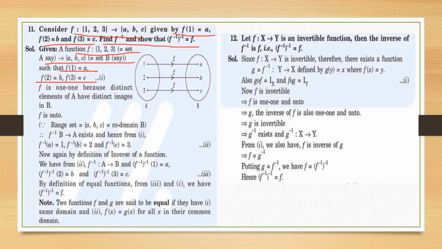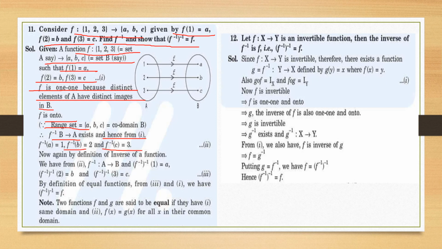As you can see, f(1) is a, f(2) is b, f(3) is c. So clearly f is one-one, because distinct elements of A have distinct images in B. Also, all elements of B have pre-images, and the range is equal to the codomain, so the function is onto too. So f inverse exists and f inverse is a map from B to A. So f inverse of a is 1, f inverse of b is 2 and f inverse of c is 3.